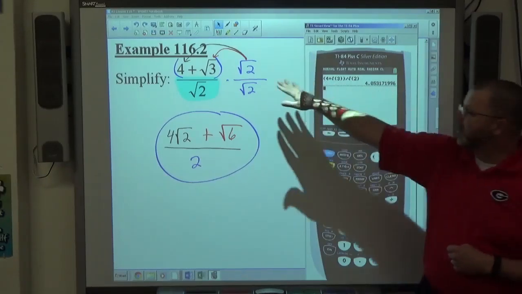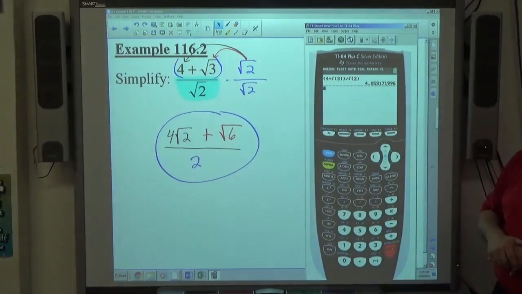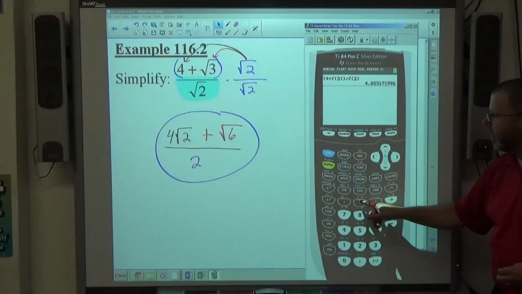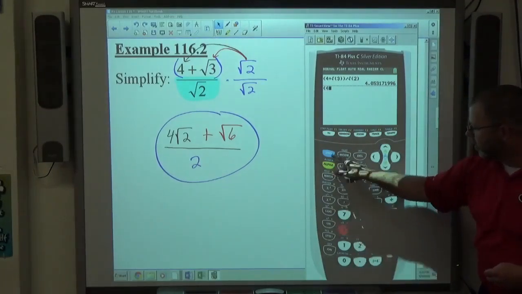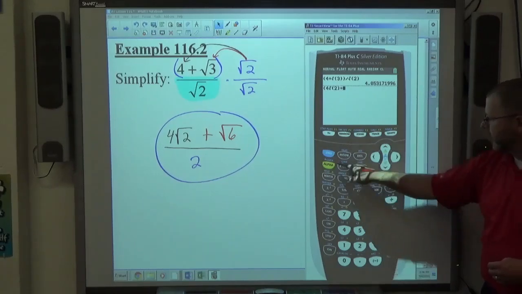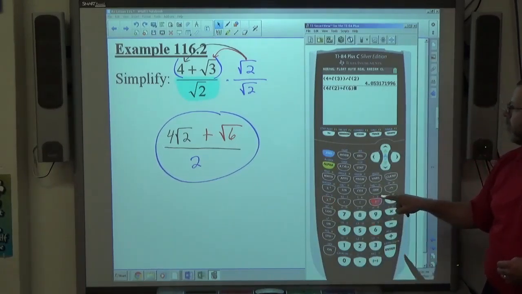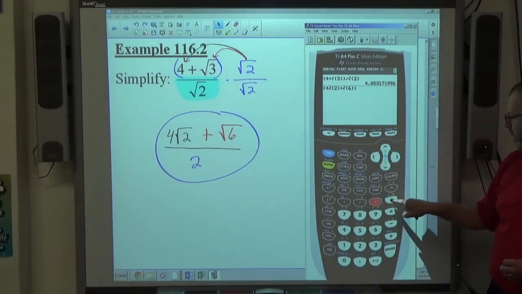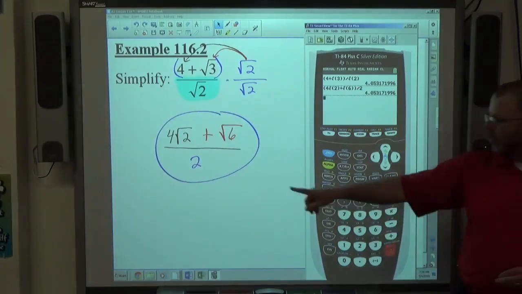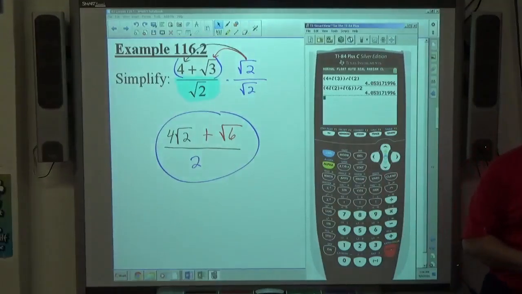So the original expression is equal to 4.053171996. If I'm right, this should have the exact same value. Parentheses, 4 square root 2, end the square root, plus square root of 6, end the square root, end the numerator, divided by 2. And they're equivalent. 2 is not a radical, so that verifies that I got the correct answer.